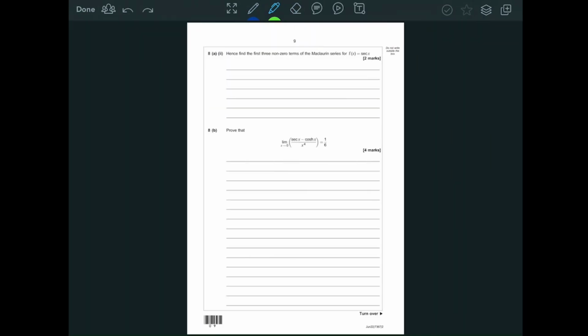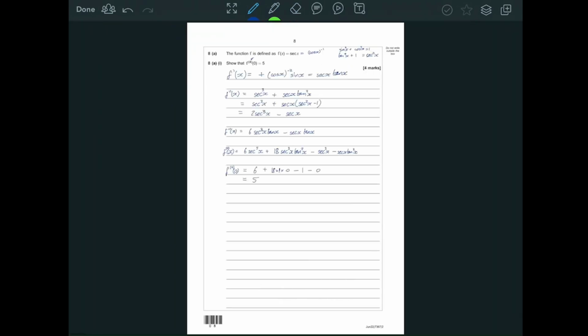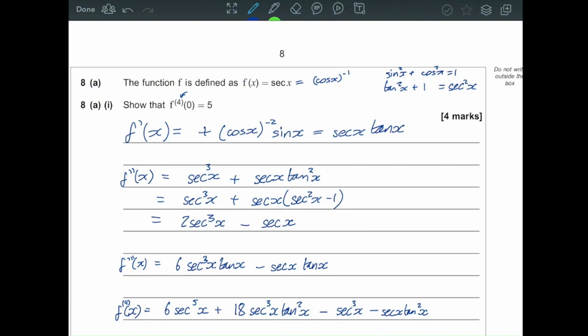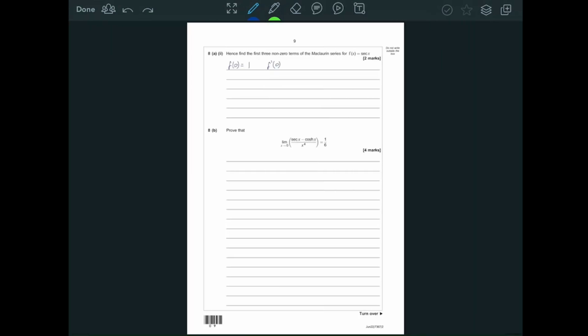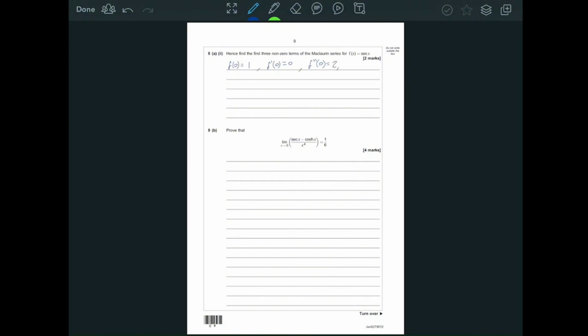But proceeding, hence find the first 3 non-zero terms of the Maclaurin for sec. So the Maclaurin expansion needs all of these terms. So we've got the first term. If I sub 0 into my first derivative, which is this one here, the tan just makes it disappear. So f dashed of 0 equals 0. F double dashed of 0. If I sub 0 into this one, I'm getting 2 minus 1, which is just 2.